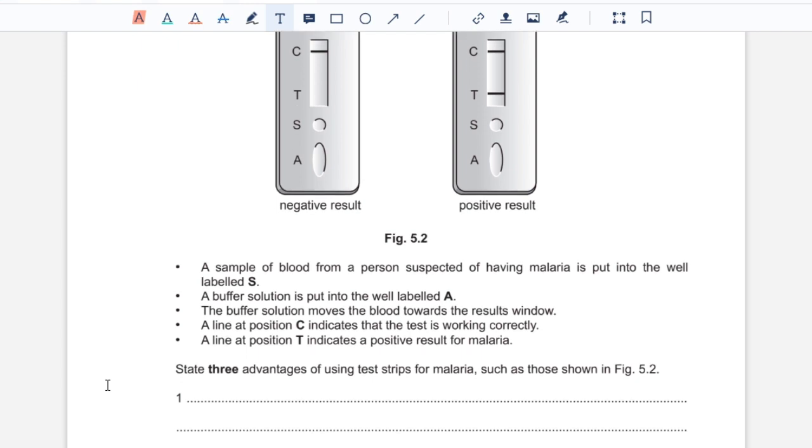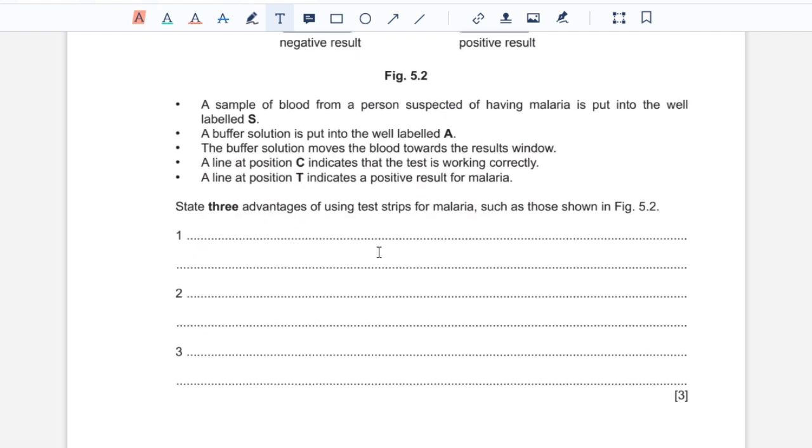State 3 advantages of using test strips for malaria, such as those in figure 5.2. Alright, because the test does not differentiate between the 4 species of the pathogen that cause malaria, it can be used for all species of Plasmodium. Also, it would not be as expensive as other techniques might be, and it can easily be used. So those would be the 3 advantages I would be talking about.